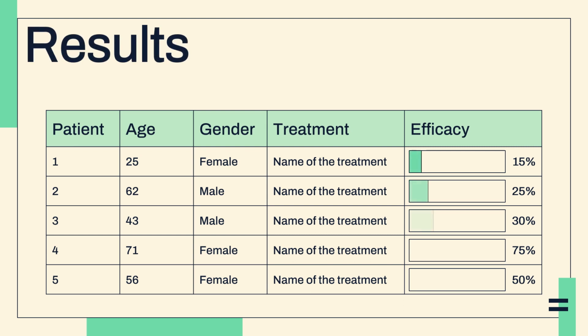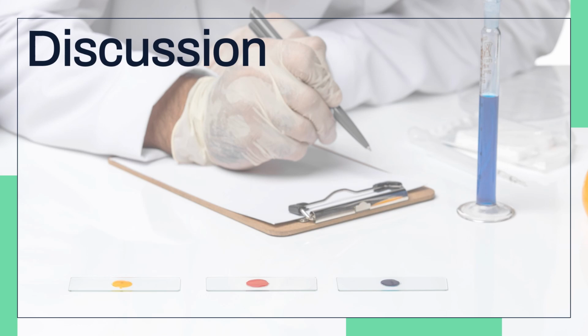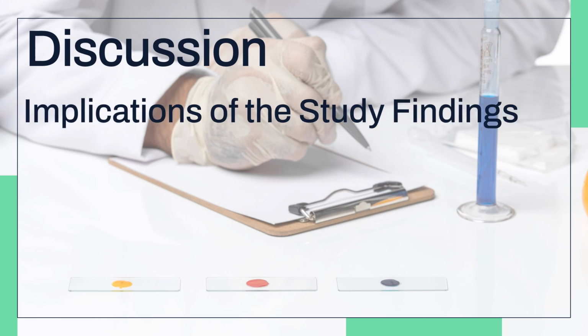Significant findings. The treatment group showed a statistically significant improvement in mean score compared to the control group. The difference in mean scores between the two groups was 10 points, indicating the effectiveness of the treatment. Discussion. Implications of the study findings.